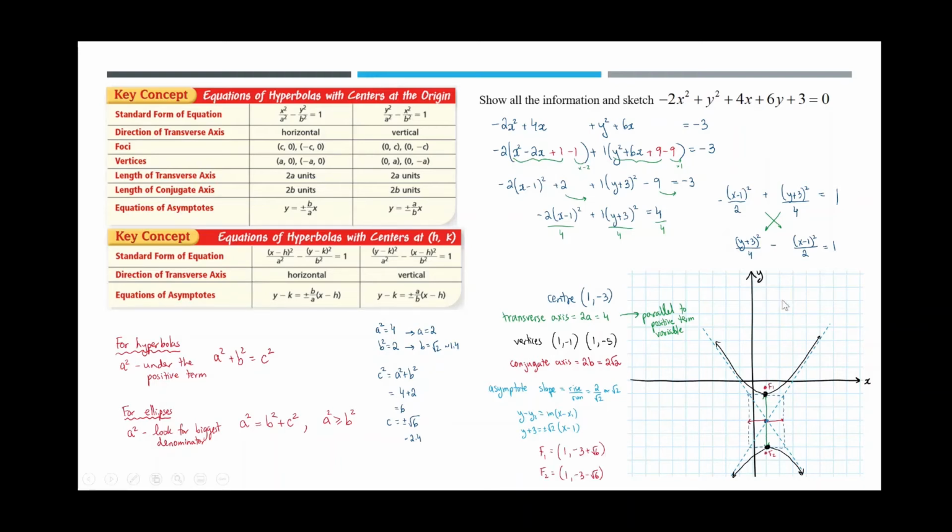Oh, forgot one thing. We should label our foci or focal points. Approximately, like I said here, this is 2.4. So you're going from the center 2 squares and a little bit. And so the focal point is always within the curvature of the hyperbola or the ellipse, or as you will see, parabolas as well.